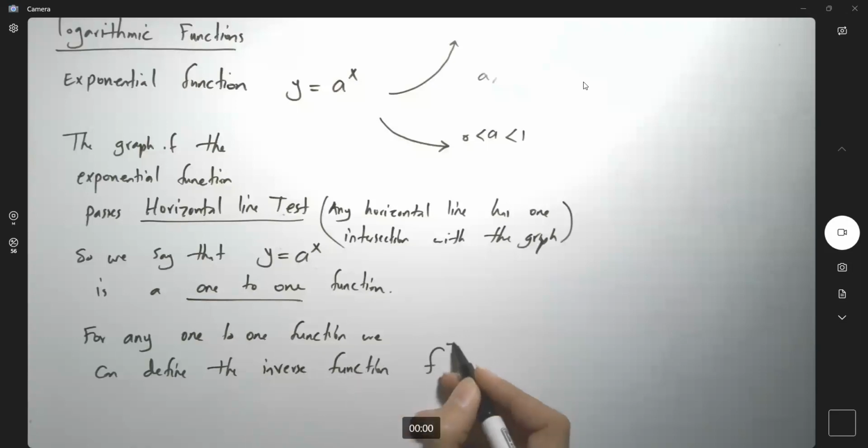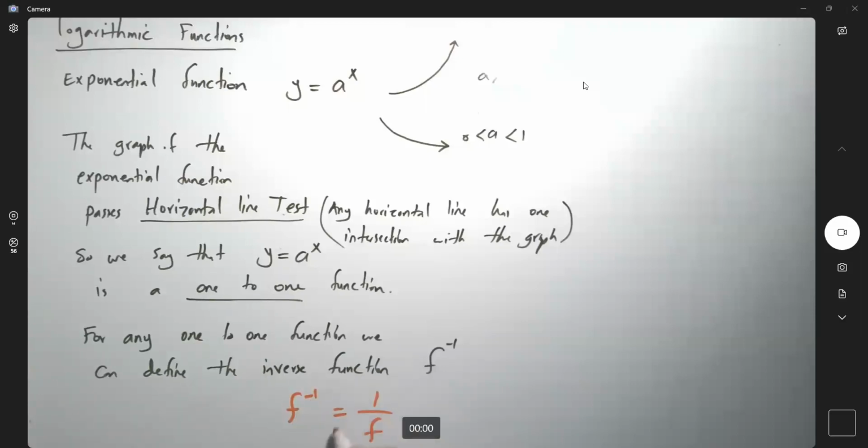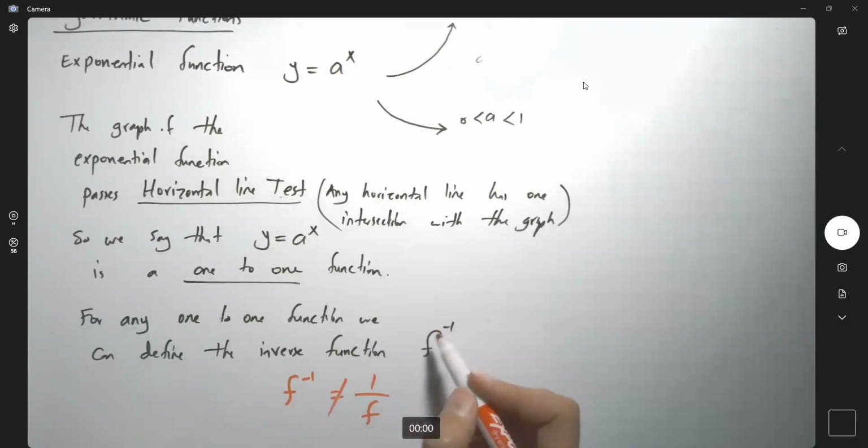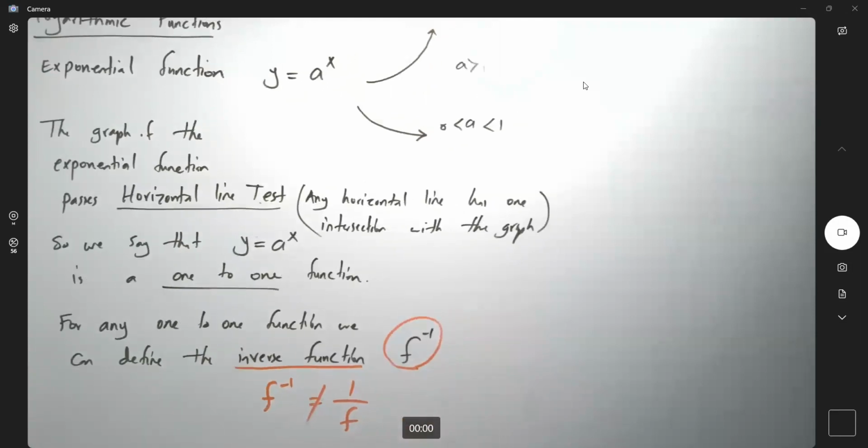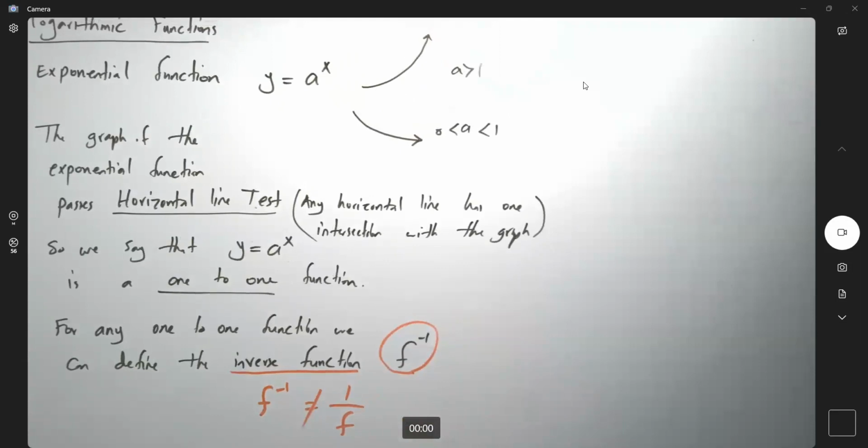Which is denoted by f with a little -1 on top of it, but just be careful. This doesn't mean that it is equal to 1 over f. This is not true. This is representing inverse function. It is not 1 over f. This is wrong. So you know that any exponential function is one-to-one. We can define the inverse of that function.